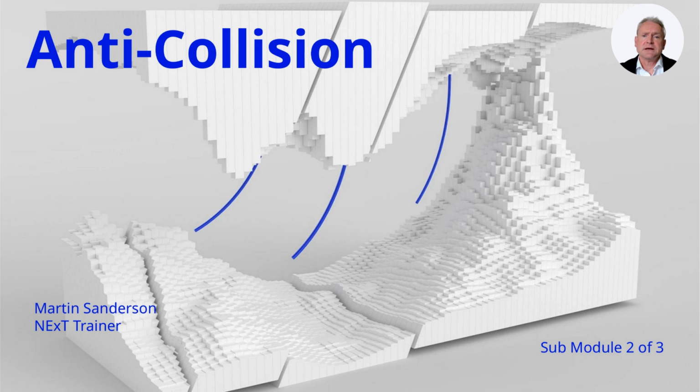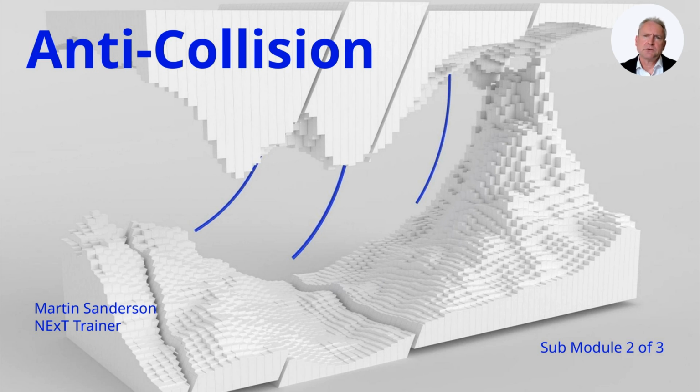This module continues our exploration of anti-collision concepts, forming sub-module 2 of 3. Anti-collision is a critical process in well planning and drilling operations, designed to prevent the intersection of well bores in increasingly crowded fields. As multiple wells are drilled from shared locations such as offshore platforms or onshore pads, the risk of well collisions grows. A collision could compromise well integrity, cause production losses, or lead to catastrophic safety incidents.